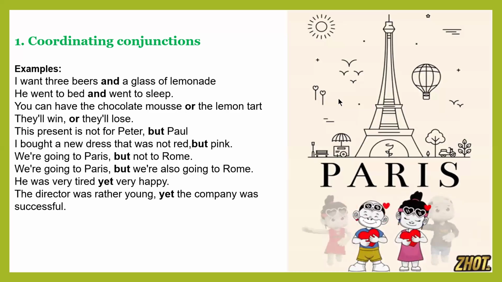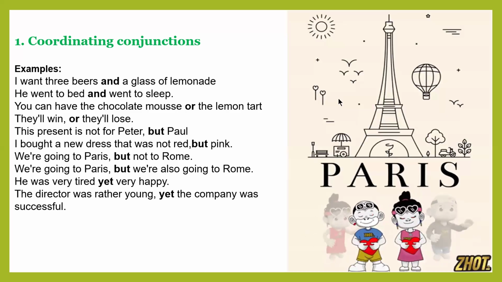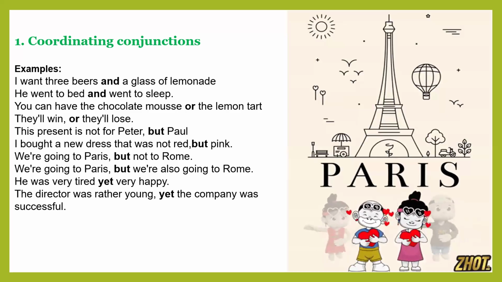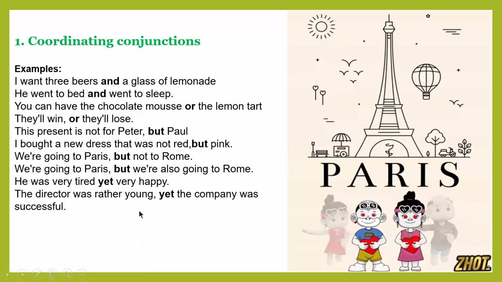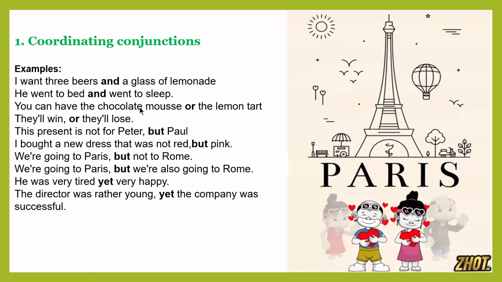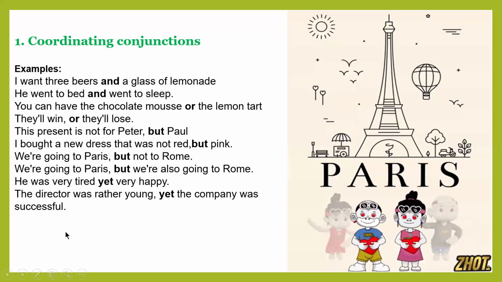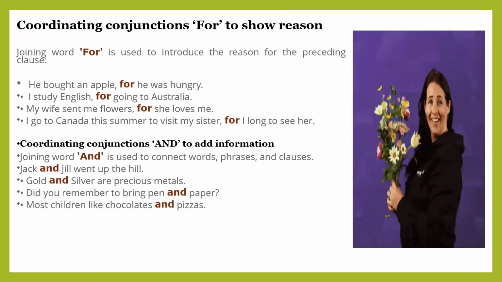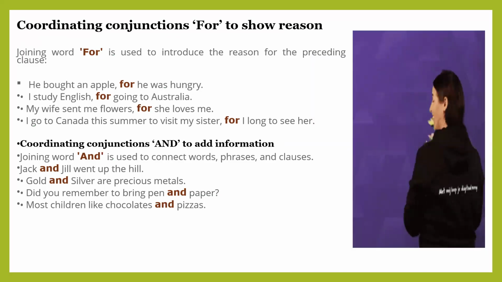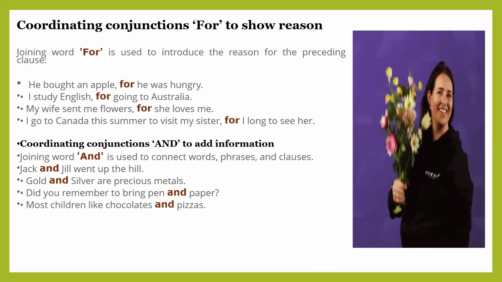Comma should be used. Again, we are going to Paris but not to Rome, comma is used. We are going to Paris but we are... clause, we are using the comma. So in the clause, we are using the comma. For two words and two phrases, we are not using comma.